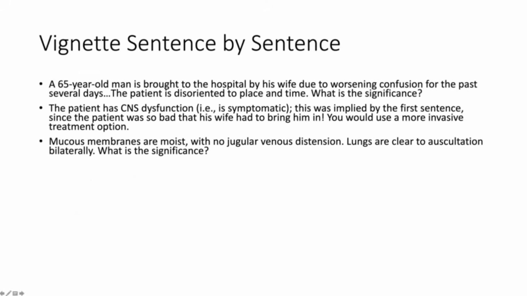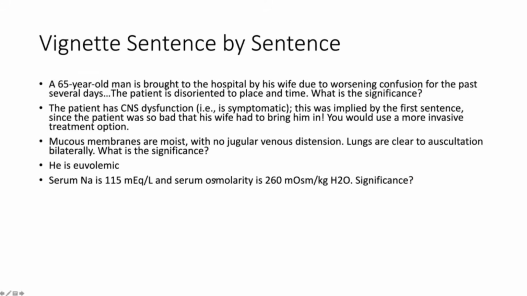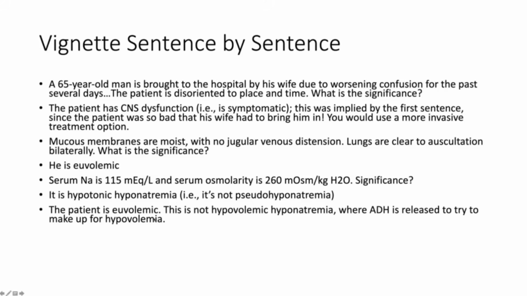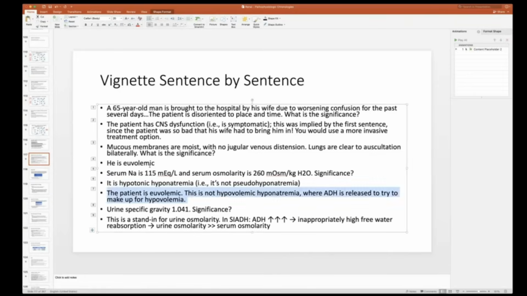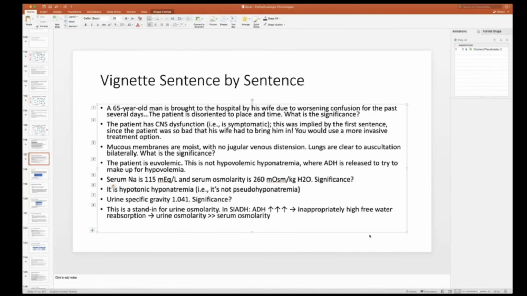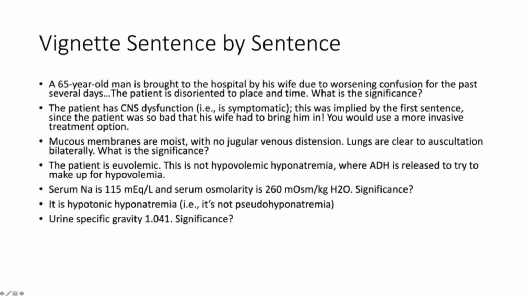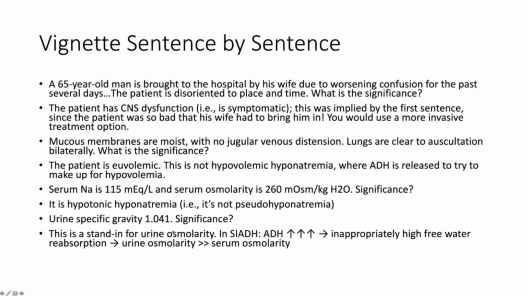Great. Next, his serum sodium is low and his serum osmolarity is low. That's important because it's hypotonic hyponatremia. In other words, it's not that the osmoles are high for other reasons, artificially making the sodium look low. Okay, and the urine specific gravity is 1.041. The significance again is that it was my standard for urine osmolarity.